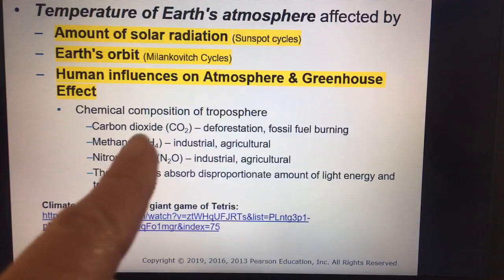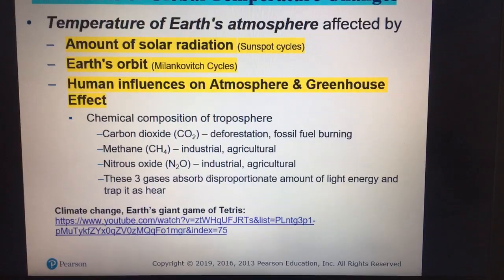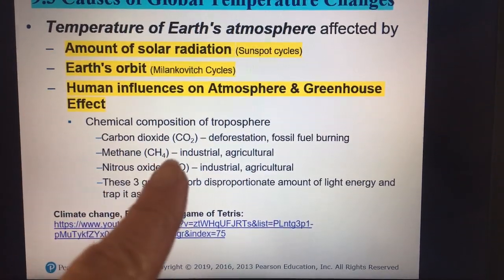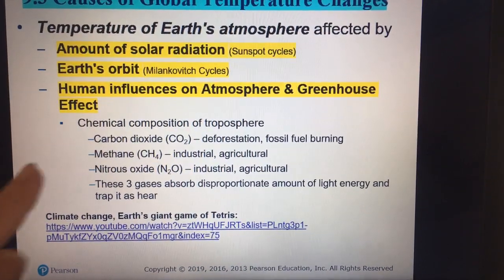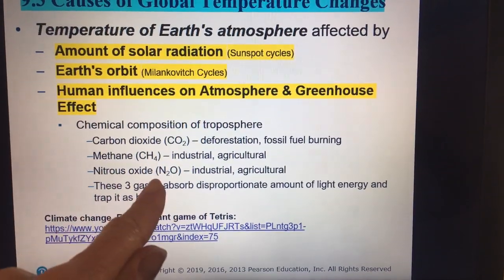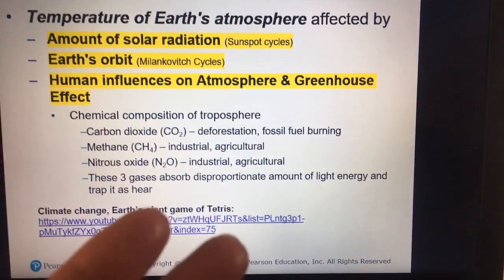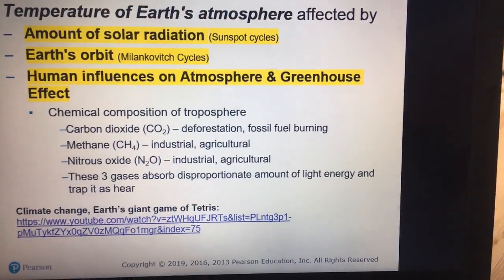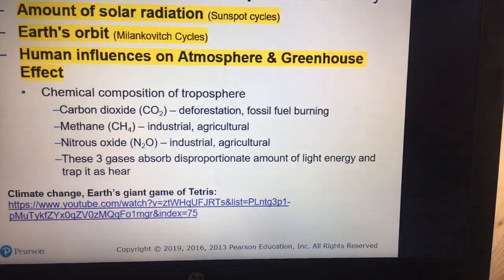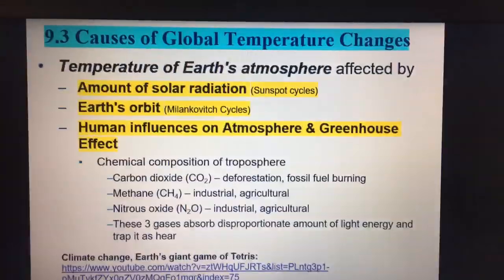We are changing the amount of carbon dioxide through deforestation and fossil fuel burning. We are changing the amount of methane, putting more in through industrial and agricultural processes. We are changing nitrous oxide through industrial and agricultural processes. And these three gases absorb a disproportionate amount of light energy, and they trap it as heat. So definitely rewatch that video. I think that will make a big difference.